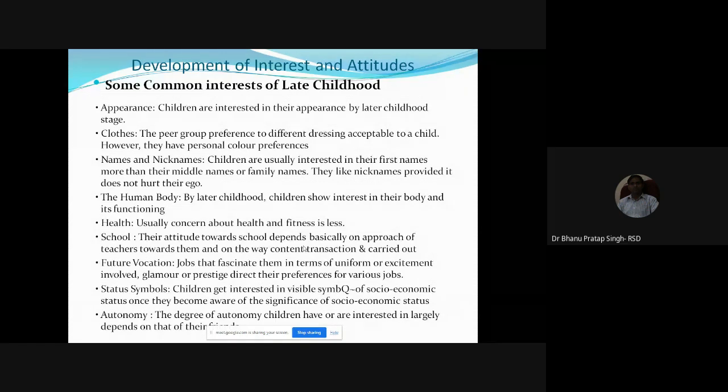Human body: by later childhood, children show interest in their body and its functioning. You always see them looking at his hand, his leg, his face. Health: usually concern about health and fitness is less, because he shows kind of careless and irresponsible behavior. So he is least concerned that he may fall ill or he may suffer from fever and all.